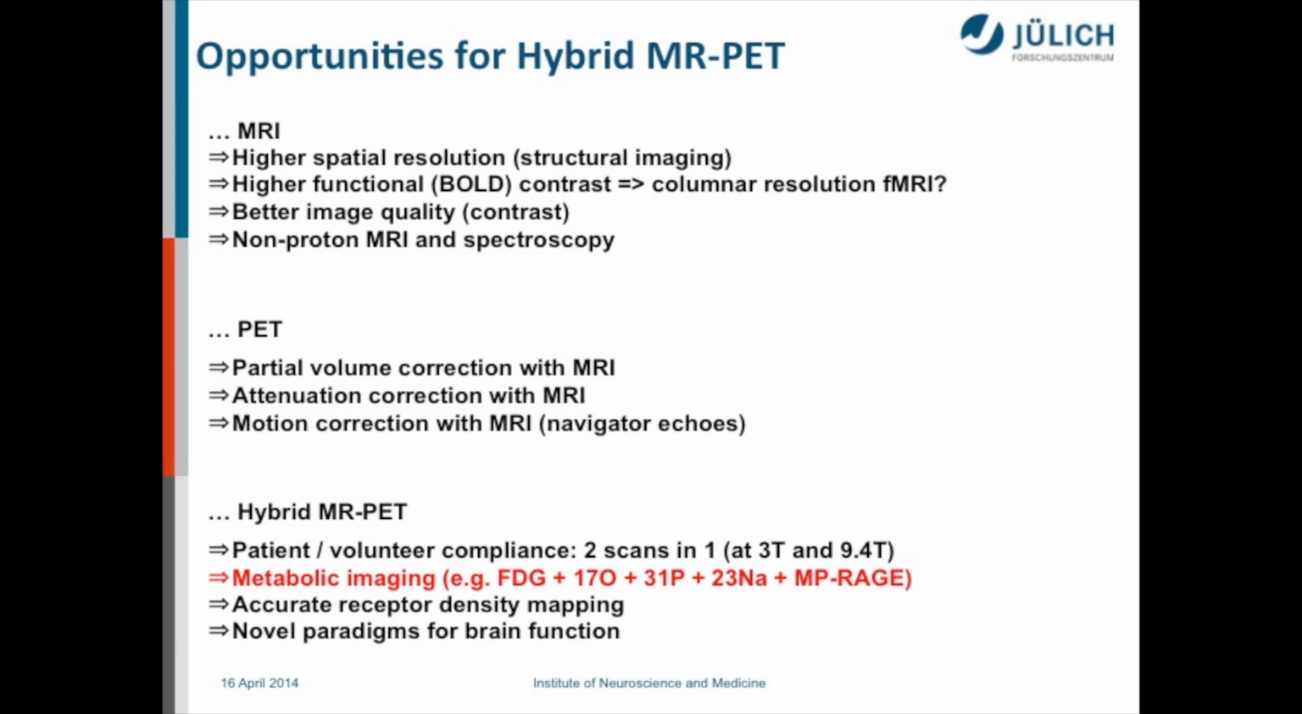But when you put the two together, this is where I would like to go. Metabolic imaging: you have PET as the gold standard for metabolic imaging, for example, the most simple thing you can think of, FDG. And we can get a handle on these nuclei, oxygen, phosphorus, sodium, and all of the standard MR sequences as well. If we could do that, for example, with blood volume measurements and blood flow measurements, accurate receptor density mapping really becomes possible.